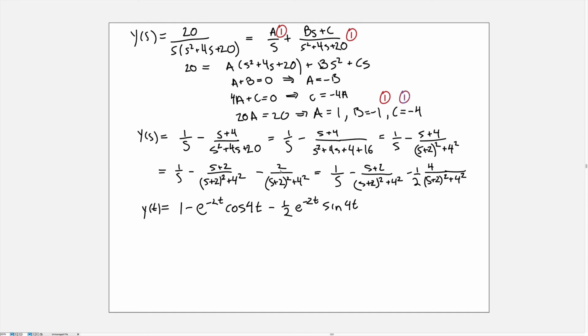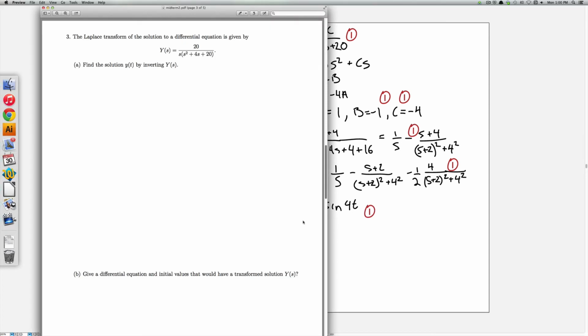And then further points for completing the square, for separating out and putting it into the correct format for the cosine inverse, and getting into the right format for a sine inverse. So that's 1, 2, 3, 4, 5, 6, 7, and finally 1 more point for taking the inverse transform of all of the pieces correctly. So that's a total of 1, 2, 3, 4, 5, 6, 7, 8 on that part.